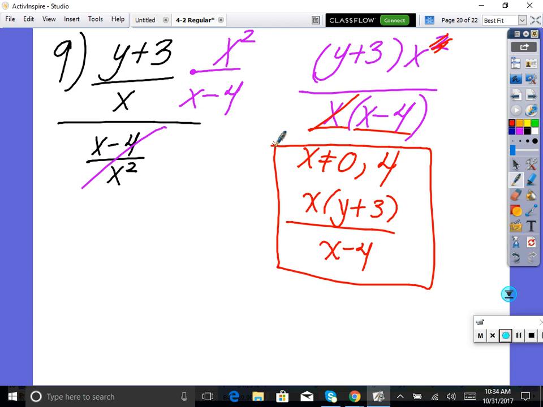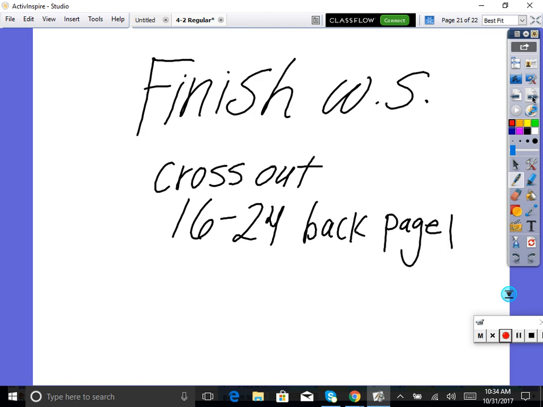I'll tell you which ones we're doing. But since you asked, I'm annoyed. So maybe I'll just assign them all. Okay, so what you're going to do is flip to the second page. The back of the first page, really. Sorry. Go ahead and cross out 16 through 24. I didn't even hear what they said. Did anyone else hear?